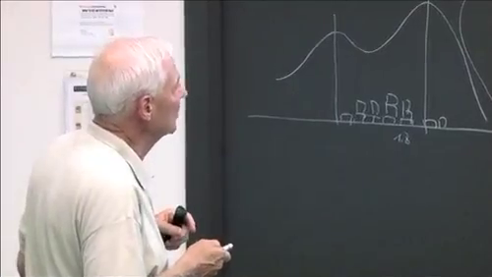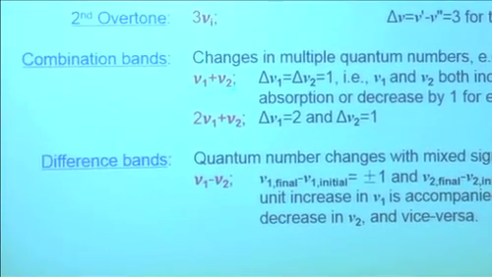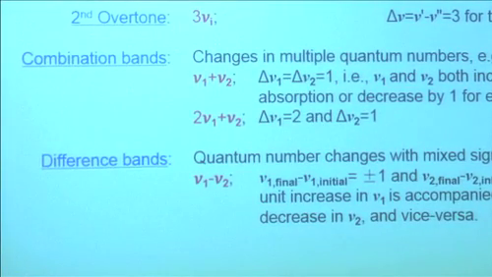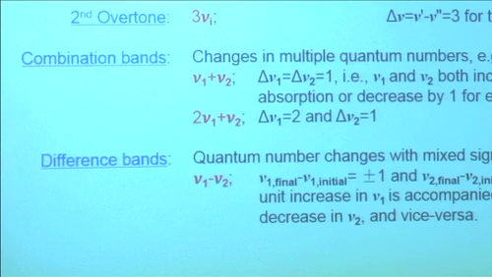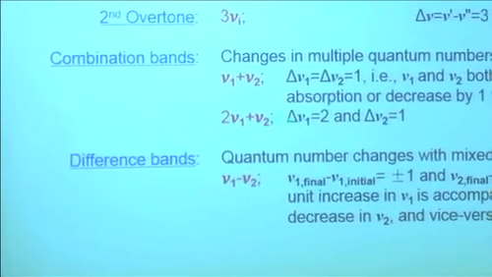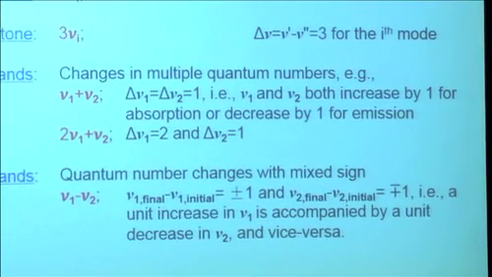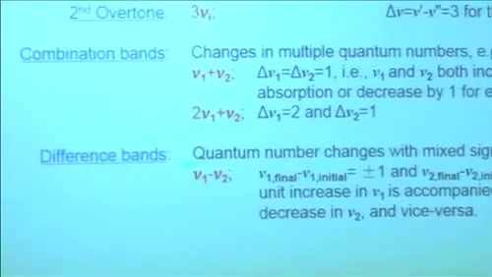Combination bands. Now it's a little more complicated. We're going to allow that it is possible for two quantum numbers to change. And if we call this the nu 1 plus nu 2, they both change by 1. They both go up or they both go down. 2 nu 1 plus nu 2 would mean that this one changes by 2 and this one changes by 1. Difference bands mean that one goes up and one goes down.